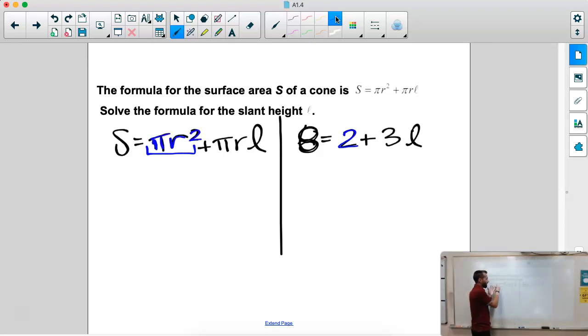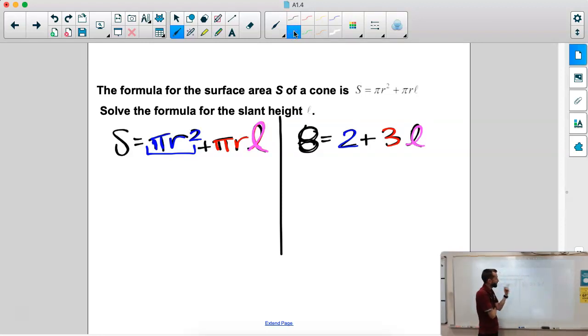Right? If we knew what R was, all this would boil down to a number like 2. And then this 3 here is about the same as this pi R. It's what's being multiplied by L, and we'll leave L as our final answer.